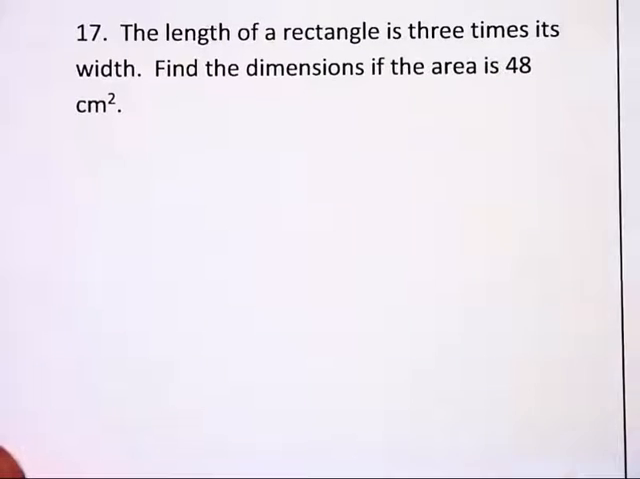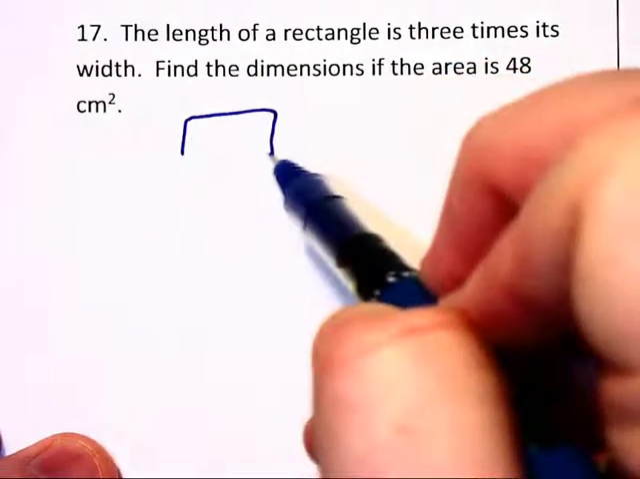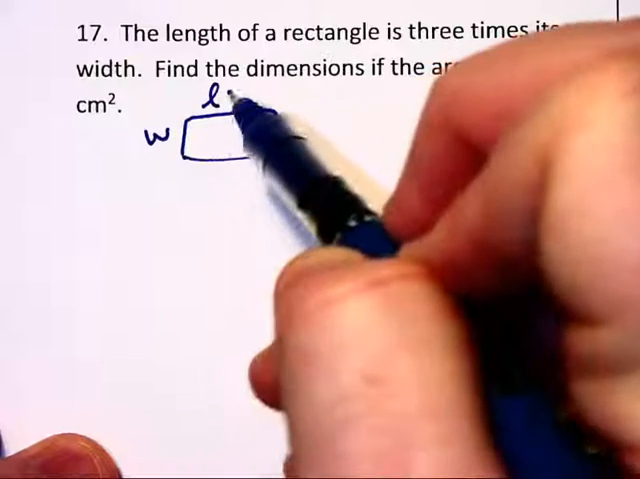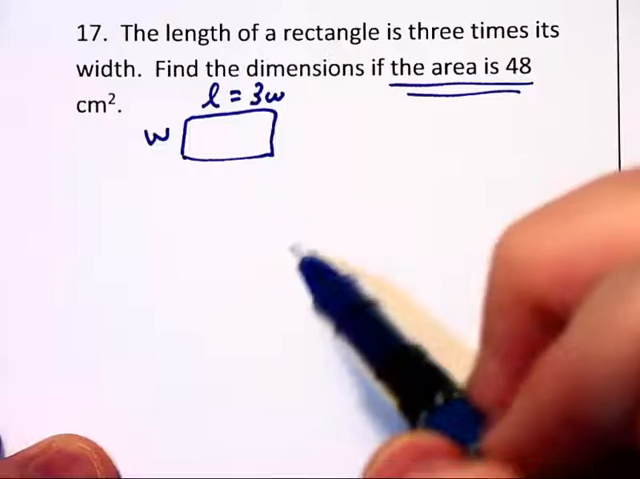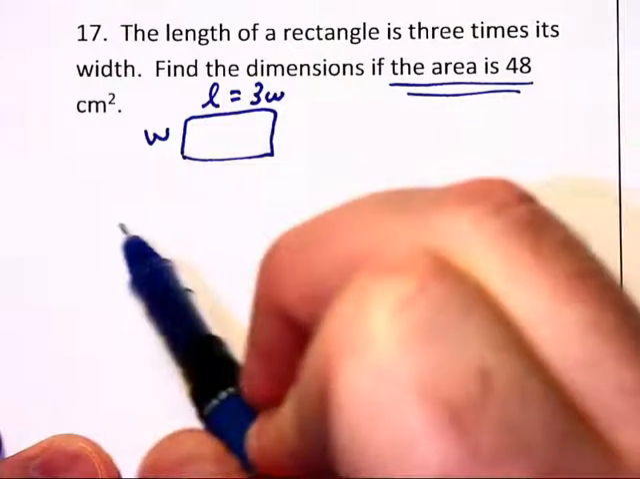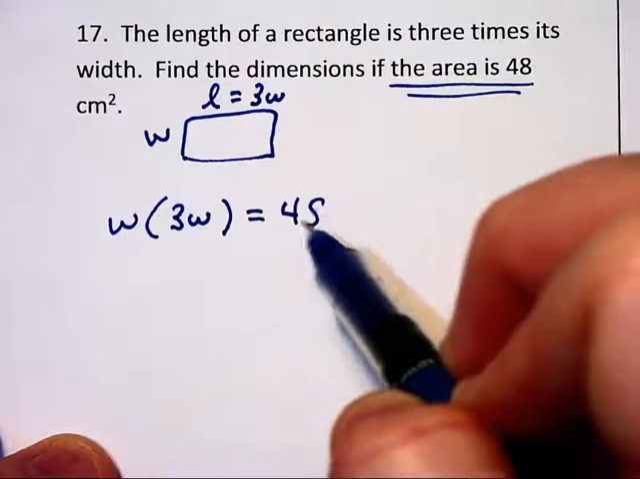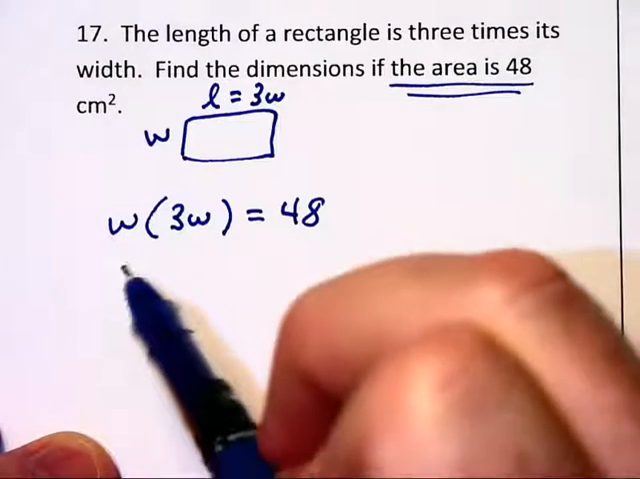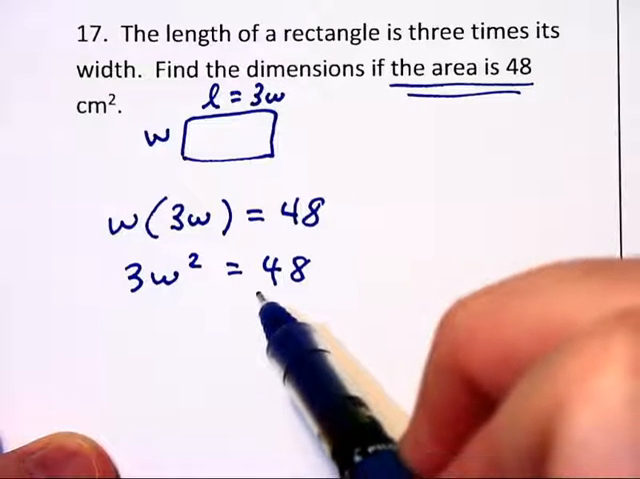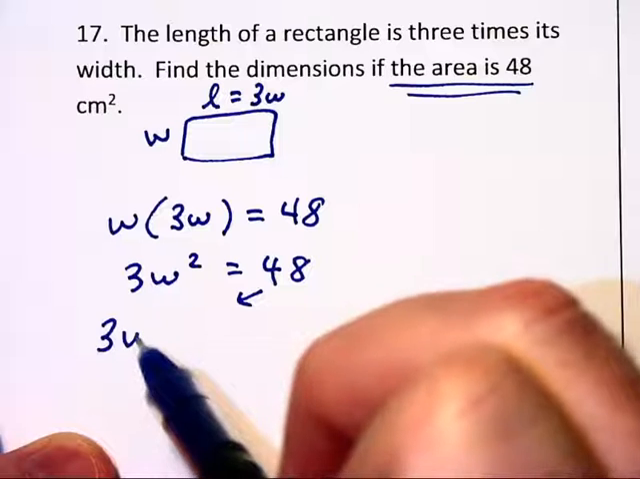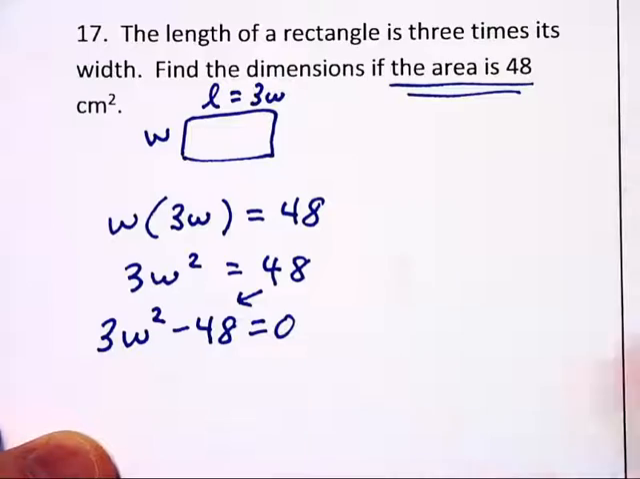The length of a rectangle is 3 times its width. Well, I can draw a picture and say here's the width, the length is 3 times the width. The area is 48. That's length times width, so w times 3w is 48. That gives me 3w squared is 48, and I choose to set it equal to 0. So subtract 48 on each side. We have 3w squared minus 48 is equal to 0.